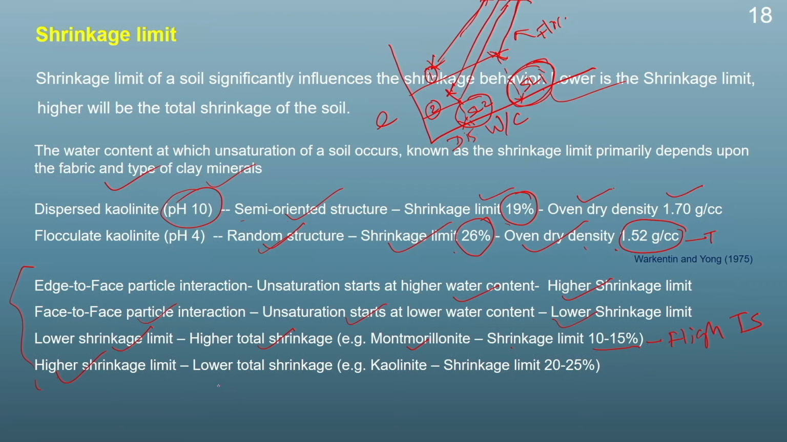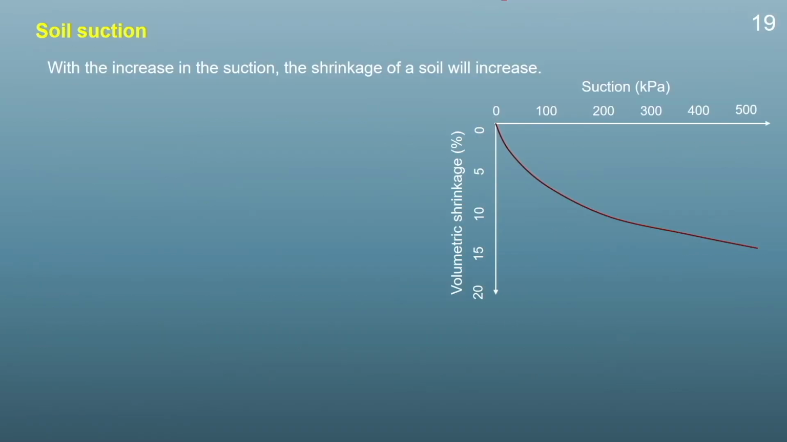Higher is the shrinkage limit, lower is the total shrinkage, and an example is kaolinite, which has a shrinkage limit ranging between 20 to 25 and it has a low value of the total shrinkage. Therefore, shrinkage limit can also tell us about how much a soil will experience shrinkage. Another factor which controls the shrinkage is the soil suction.